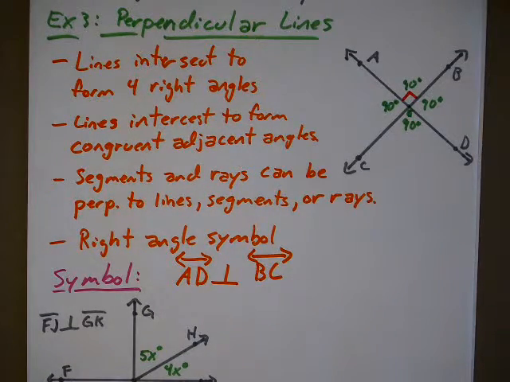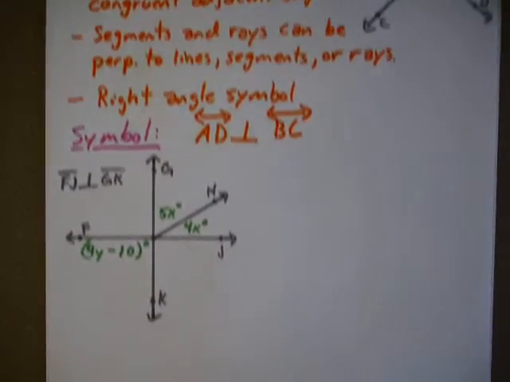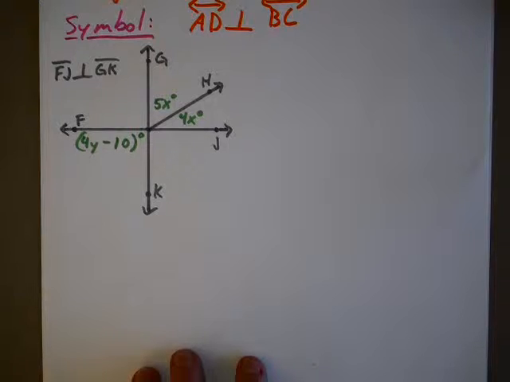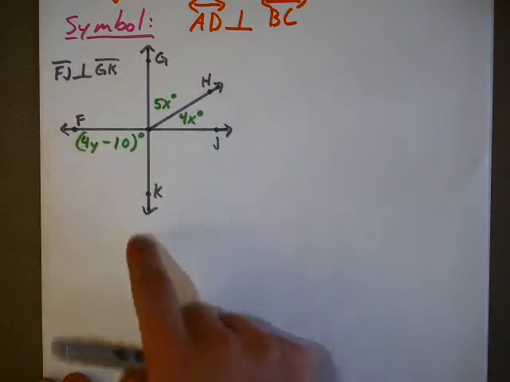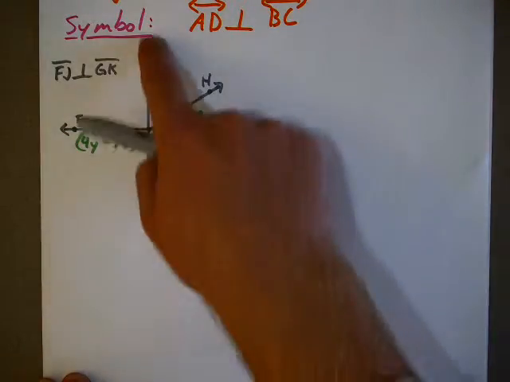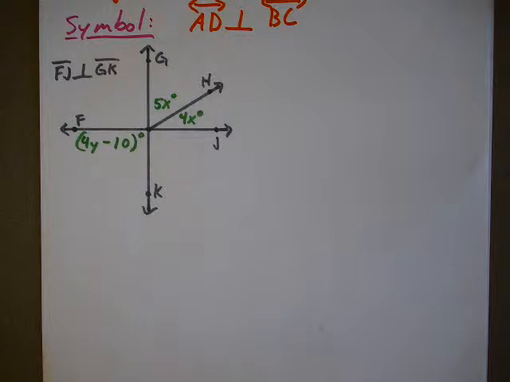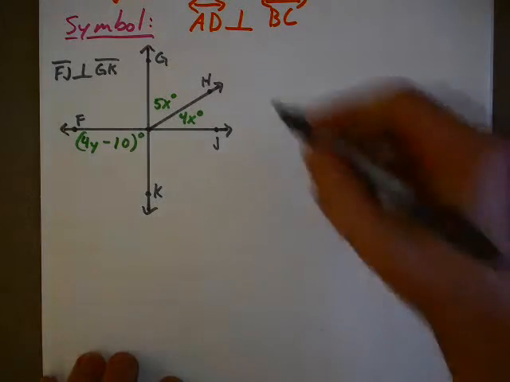So this does come in handy. I have a little example for us here that we can check out. These are two different cases that you may see throughout your time in this class. It tells us that FJ is perpendicular to GK. There are two things that we could do. First one is to find x.